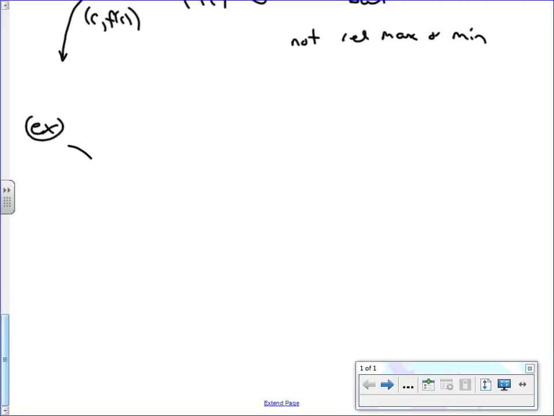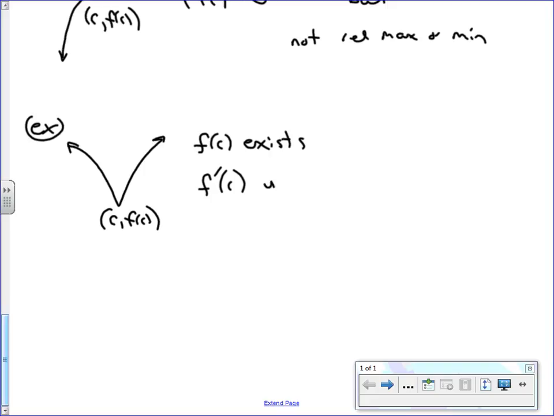Another one. All places are not flat. F of C exists. There is a point there. F prime of C is not 0. F prime of C is undefined. One of those places with a sharp turn. Okay? And so x equals C is a critical number, and you can tell by the graph that we have a relative min at x equals C.